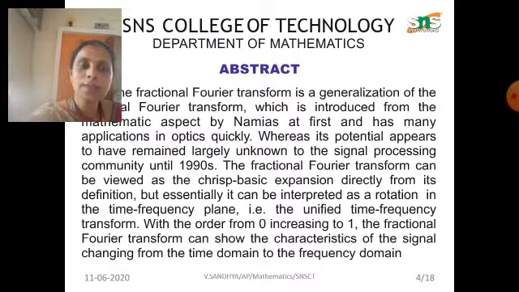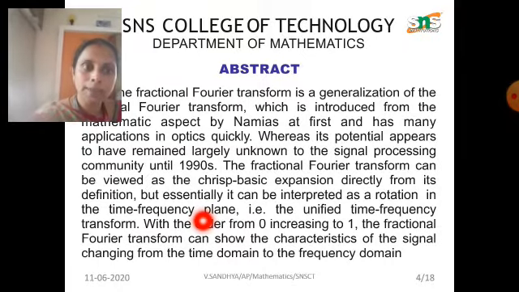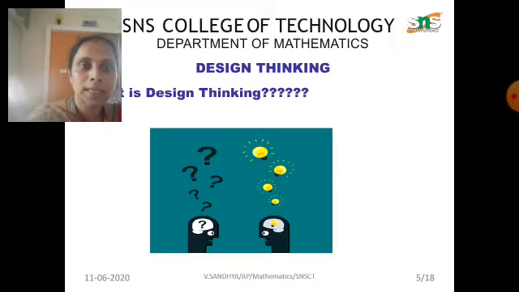The fractional Fourier transform can be viewed as a basis expansion directly from its definition, but essentially it can be interpreted as rotation in the time frequency plane. It unifies the time and frequency transform as the order increases from 0. The fractional Fourier transform can show the characteristics of the signal changing from the time domain to the frequency domain.